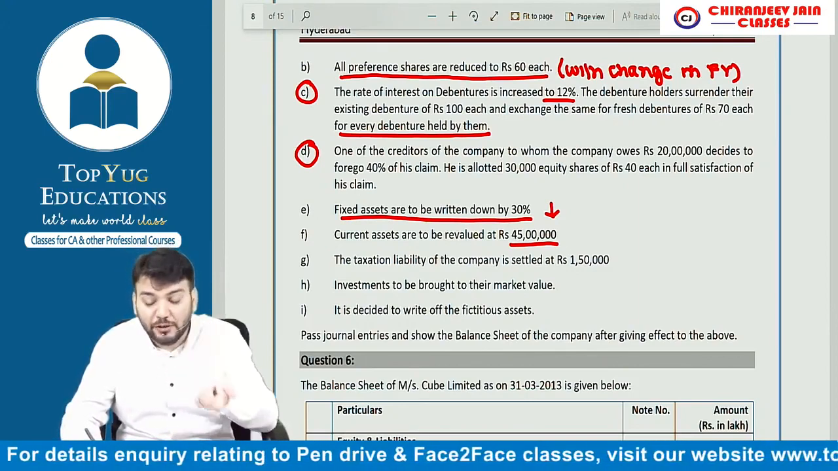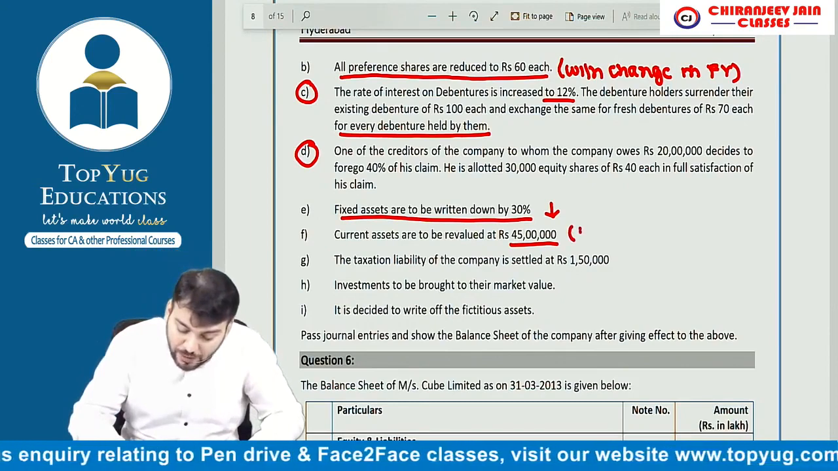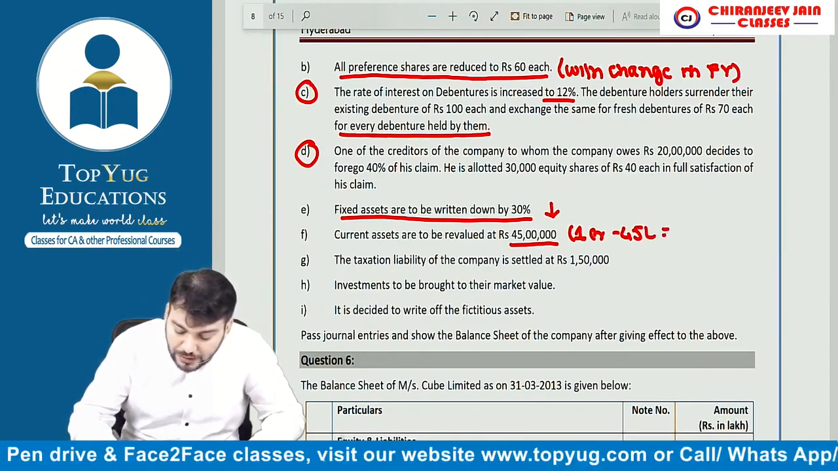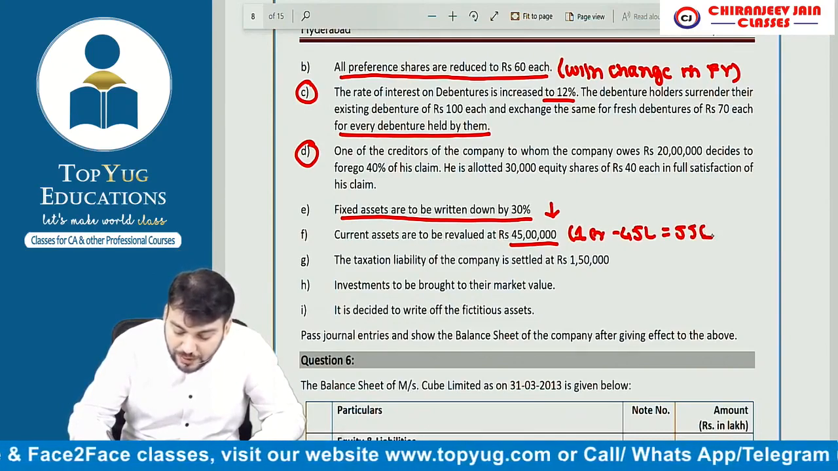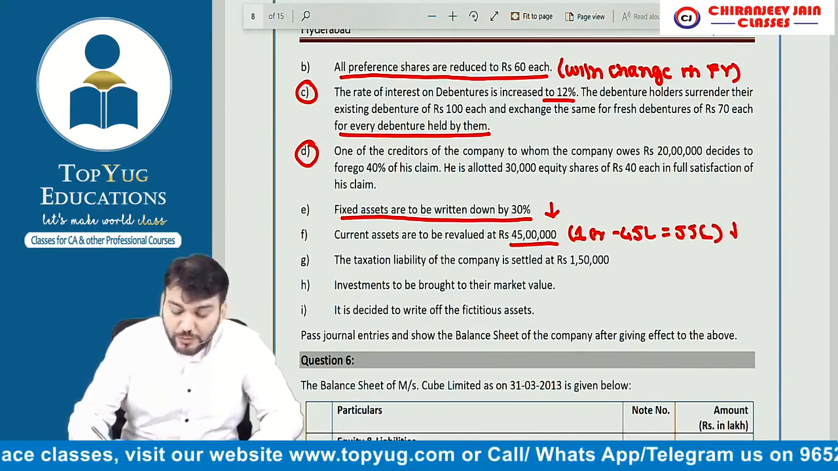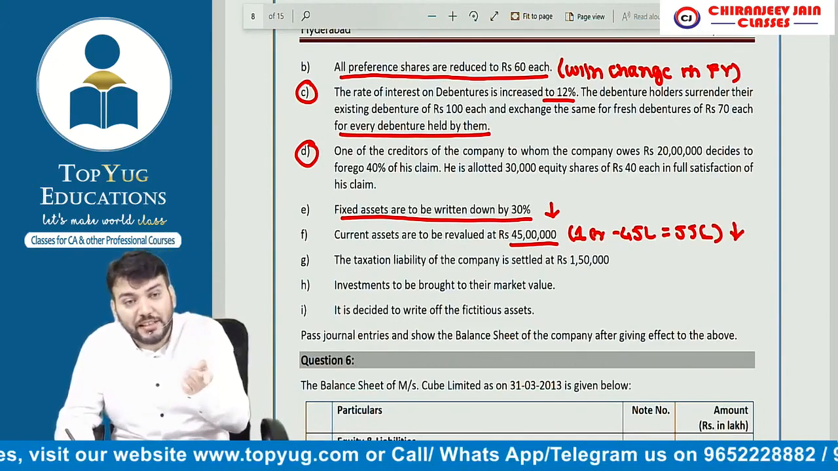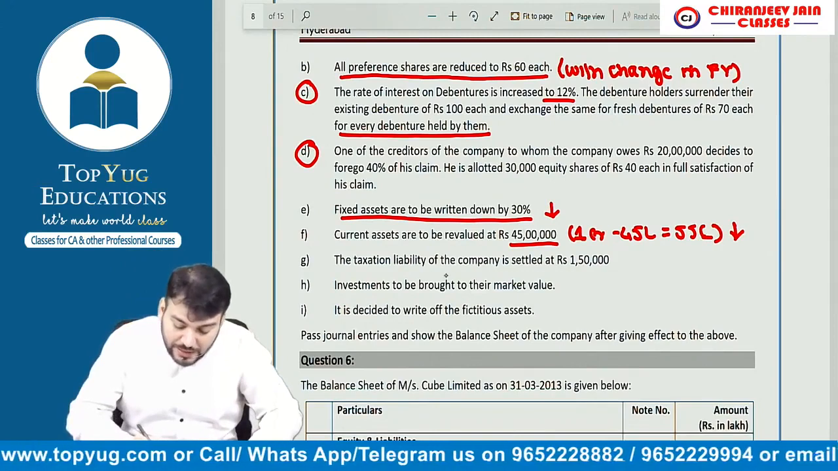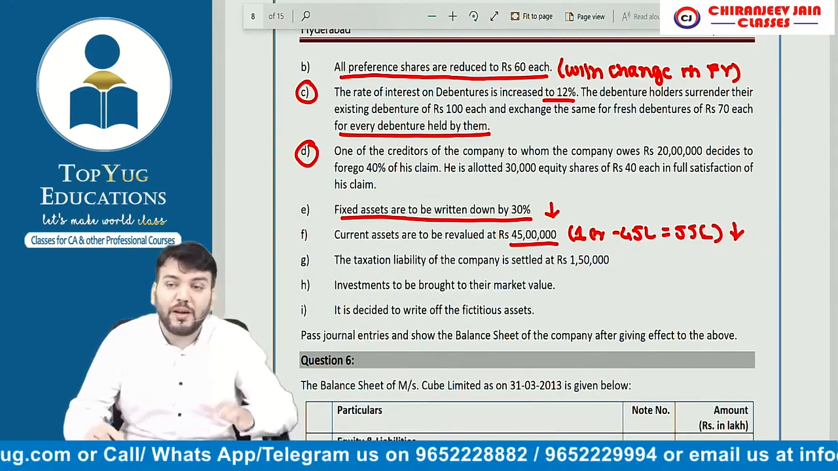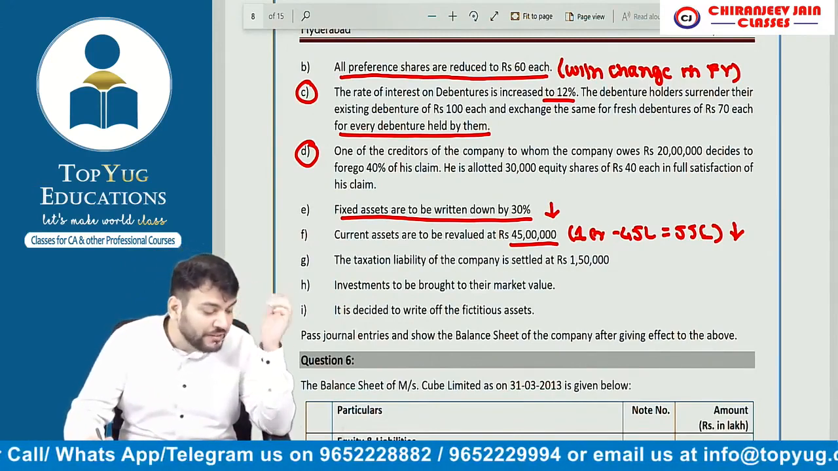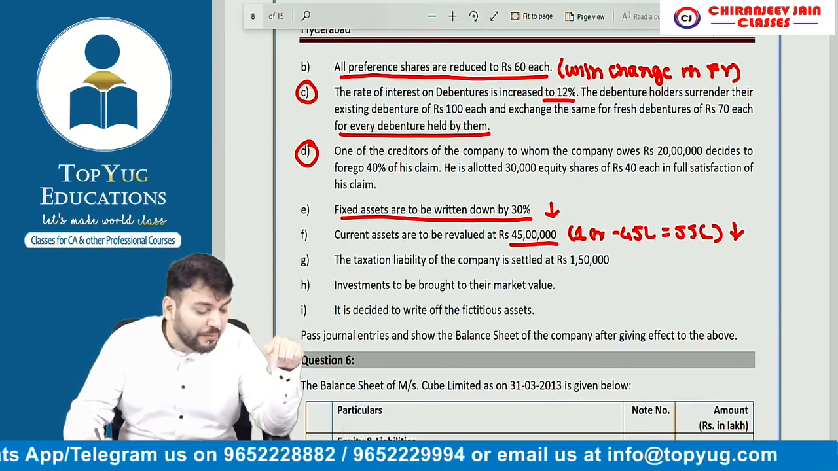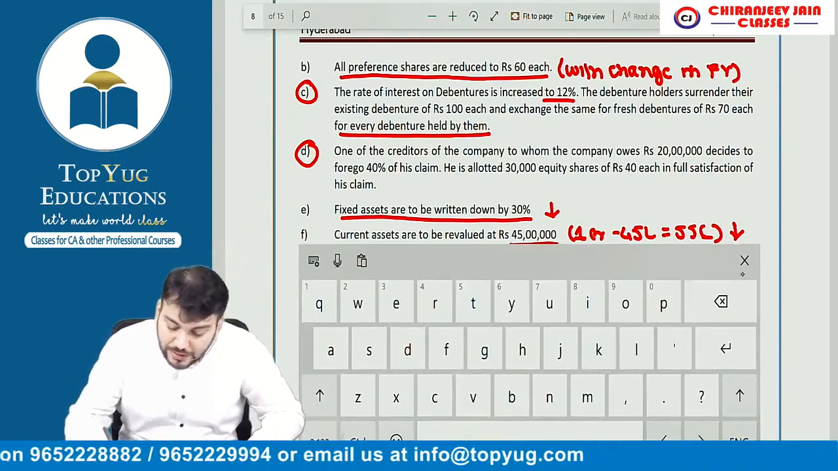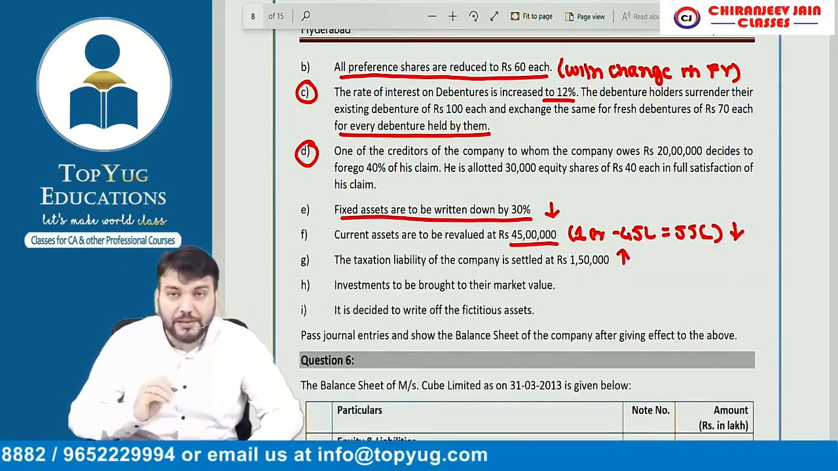Means it will be reduced by 55 lakh. So it will be 1 crore minus 45 lakh, which is equal to a reduction of 55 lakh. Correct. So it is also to be reduced. So can I say current assets to be reduced by 55 lakh? We can say in this way. The taxation liability of the company is settled at rupees 1,50,000. You can see in the balance sheet, for provision for tax they have given 1 lakh and it will be settled at 1,50,000. So the liability will increase.